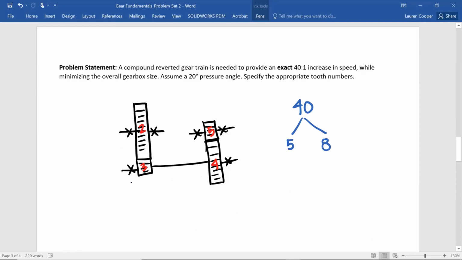So this is going to be our M, let's say we called this M1. So let's say M1 is 8 and M2 is 5. Doesn't matter, M2 could be 8 and M1 could be 5. But you want to keep these two numbers as close as you can to each other because we're trying to minimize the gearbox size. So we want to keep stage 1 and stage 2 close in size to each other.